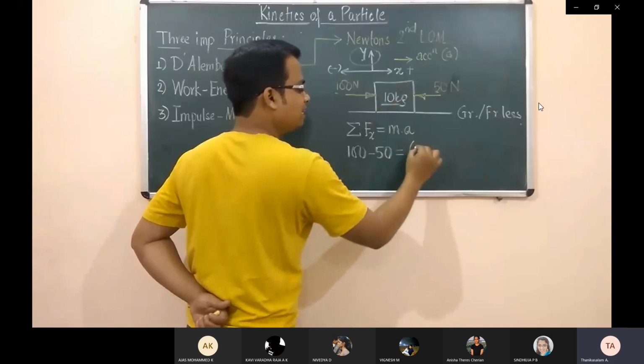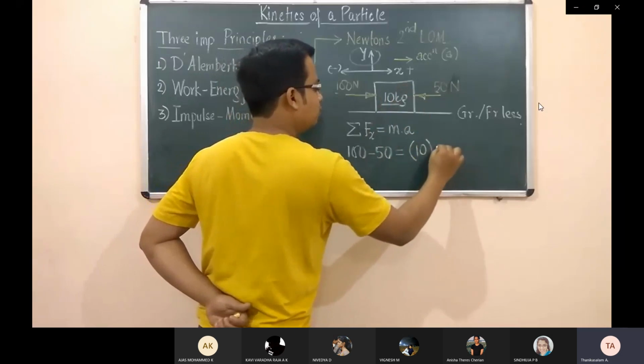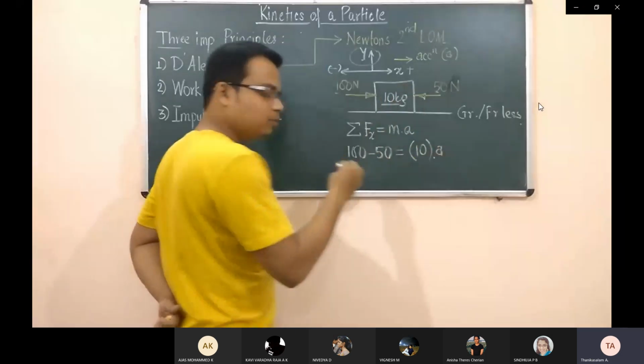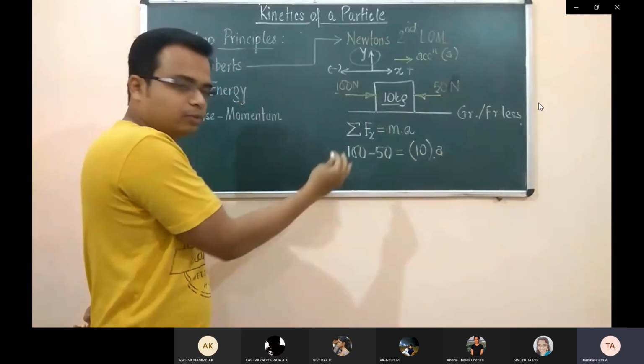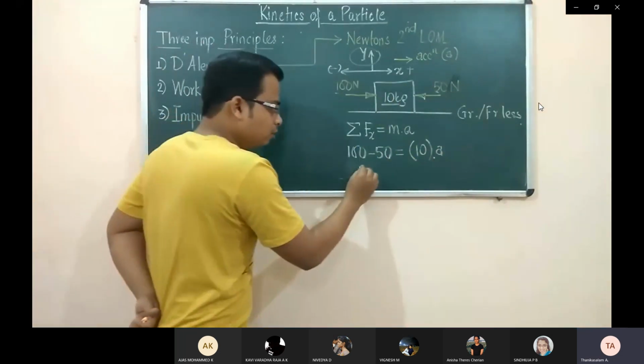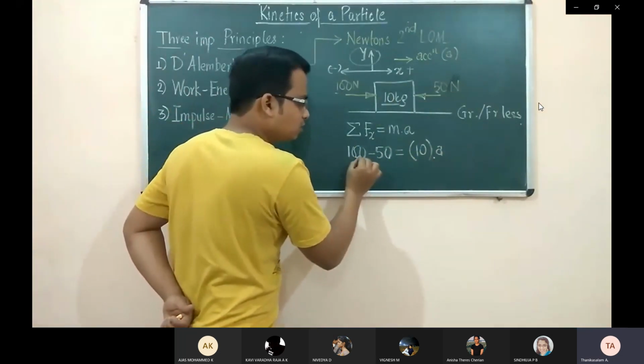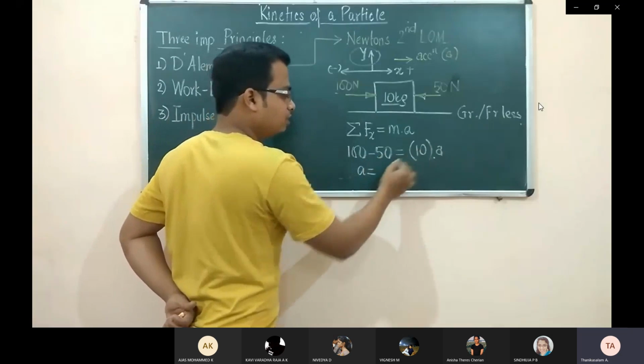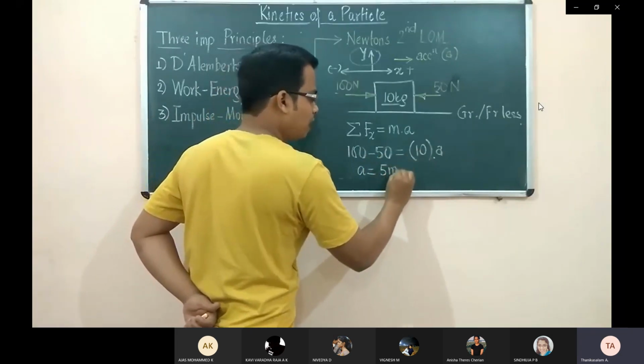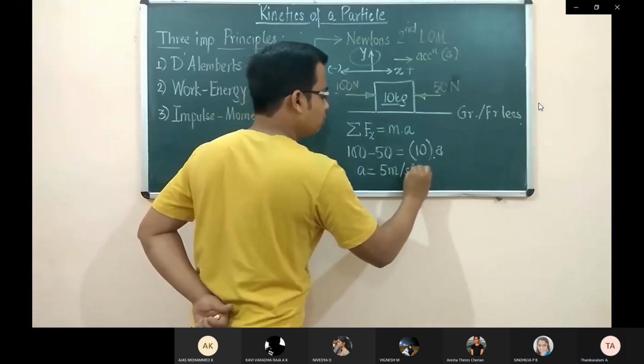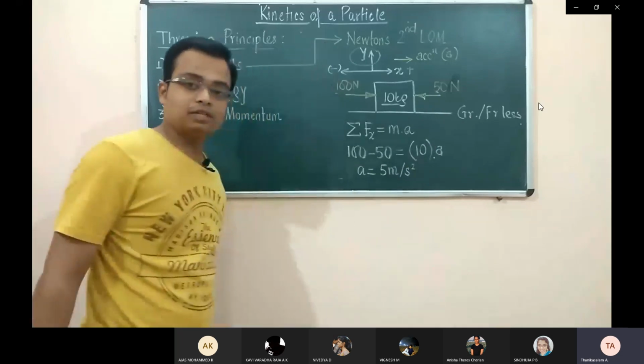How much is the mass? It's 10 kgs. So let me write this as 10 multiplied by acceleration. So guys, you essentially need to solve this equation, right? And then you're going to immediately get the value of acceleration. This is 100 minus 50, which is 50. 50 over 10 is obviously 5. So the value works out as 5 meters per second square.